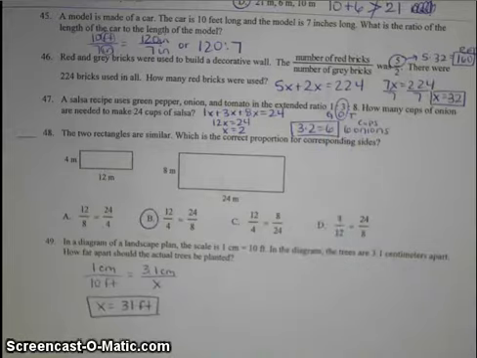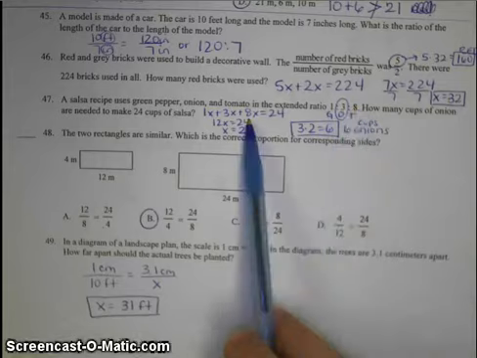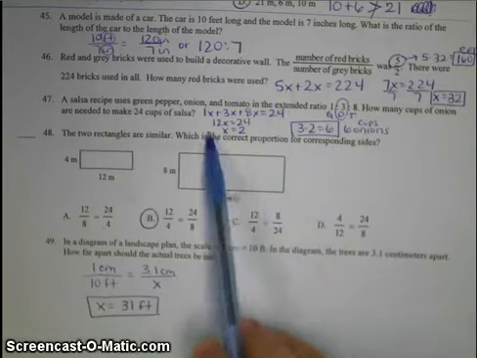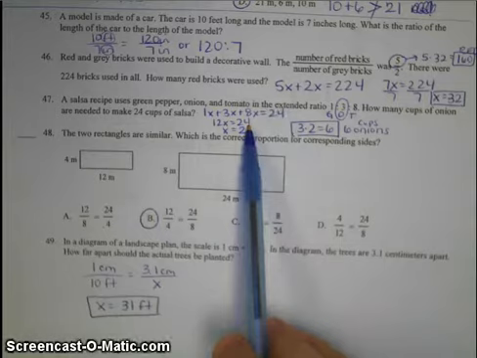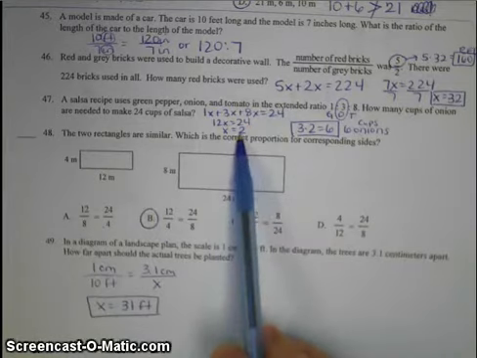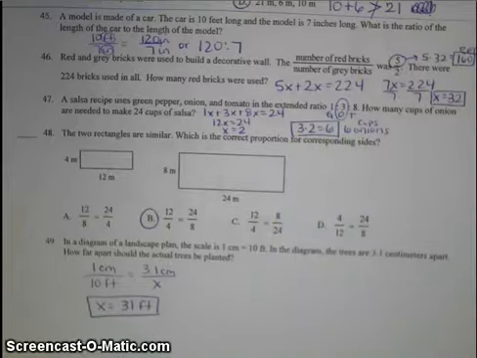47. A salsa recipe uses green pepper, onion, and tomato in the extended ratio 1 to 3 to 8. How many cups of onion are needed to make 24 cups of salsa? So again, 1x plus 3x plus 8x is going to be equal to our total, so 24 cups. 12x is equal to 24, combined like terms. Divide, I get x equals 2. They're asking about onions, so I know that goes with 3, so 3 times 2 is 6. 6 cups of onions.